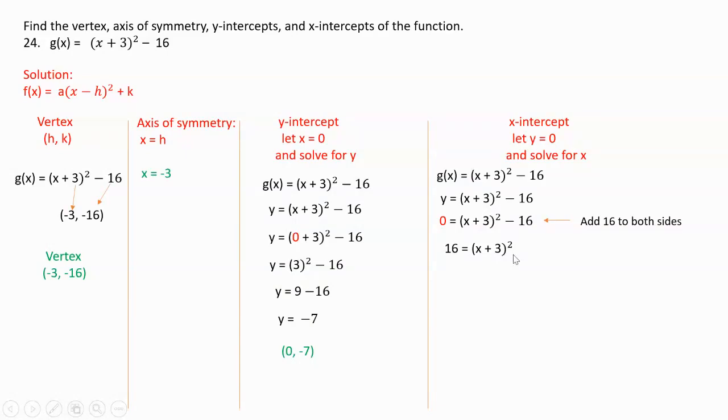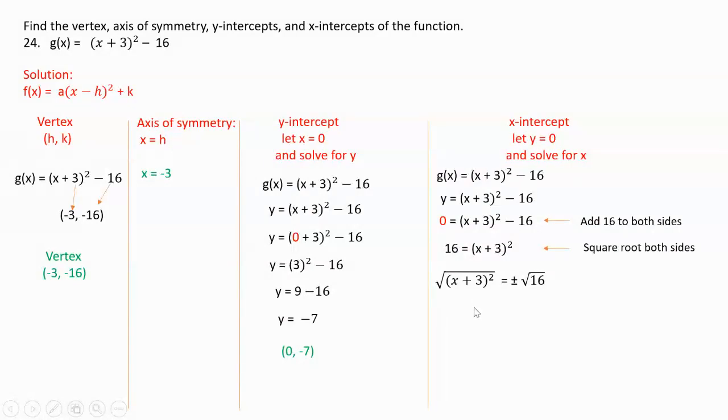So we have 16 equals (x plus 3) squared. Now we're going to take the square root of both sides. You notice, guys, I put the x plus 3 on the right side and the 16 on the left side, and we take the square root of both sides, because most of the time what we're looking for is on the left side. So that's why I switched them here. Or perhaps I should have done that step first.